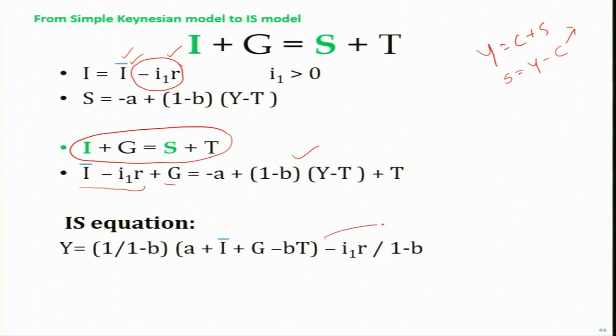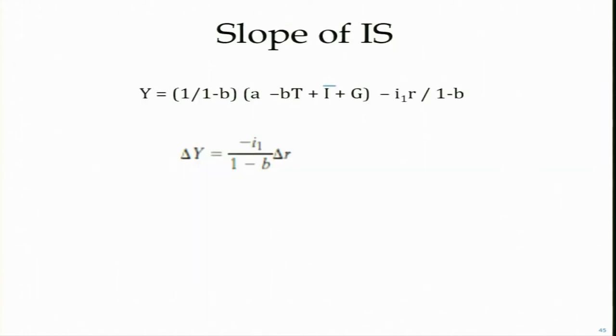We are just adding this component, that means we are bringing the money market also into the picture. Not only the autonomous component of investment, but also the interest-rate-induced component we are bringing in here. Let us see the slope of the IS curve. In the IS schedule, we put the rate of interest here and the level of income here. So, the curve is like this.